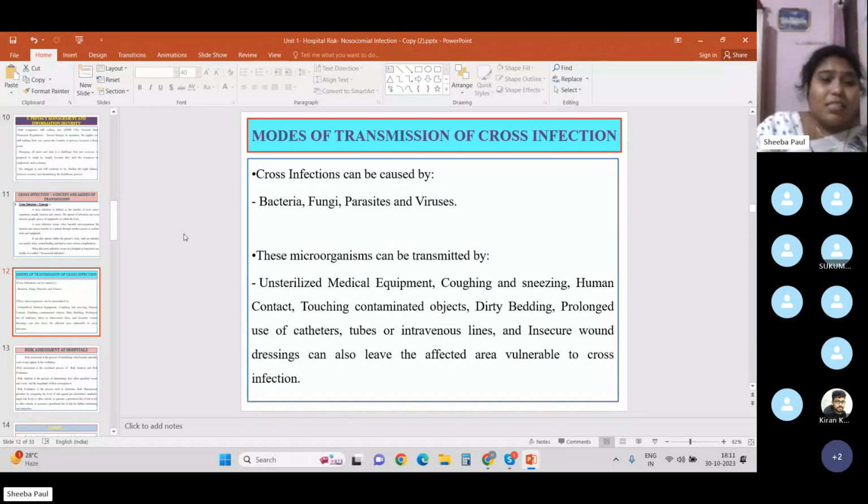Okay, so next let's move on to modes of transmission of cross infection. So the modes of transmission are through bacteria, fungi, parasites, and viruses. These microorganisms can be transmitted through unsterile medical equipment, coughing and sneezing, human contact, touching contaminated objects, dirty bedding, prolonged use of catheters, tubes or intravenous lines, and insecure wound dressings can also leave the affected area vulnerable to cross infection. So majorly cross infection is caused by bacteria, parasites, viruses, and fungi. And these microorganisms are transmitted when the equipment is not sterile, when a person has flu or cough or cold, and it can also be from person to person, as I said previously, and it can be through touching contaminated objects and so on, which is very much self-explanatory.